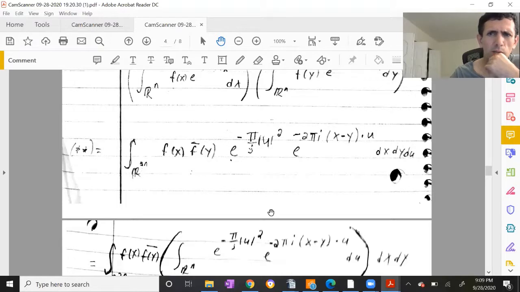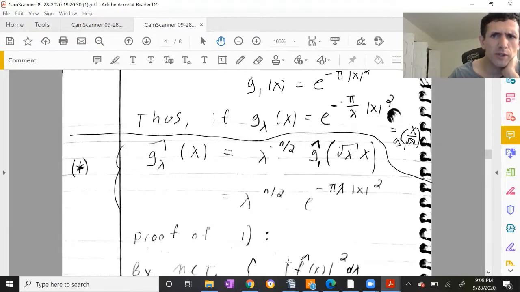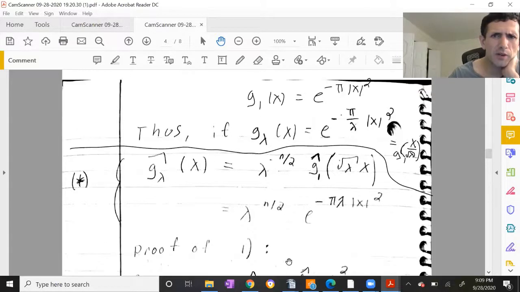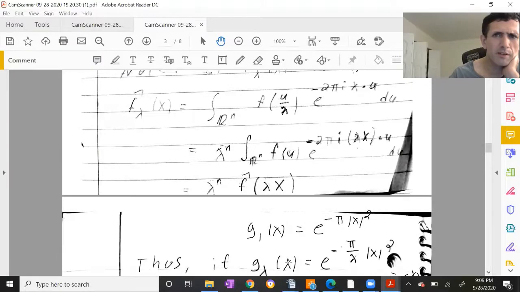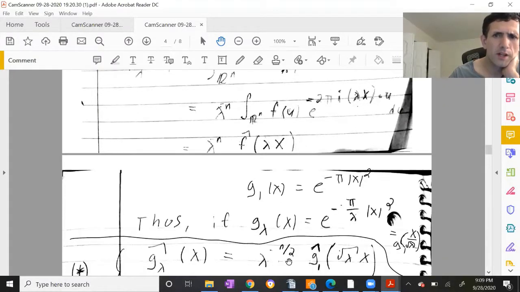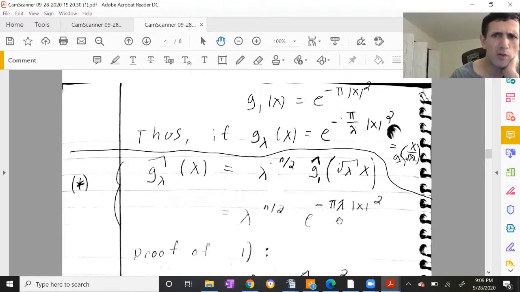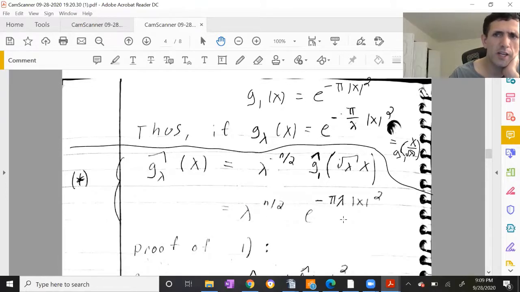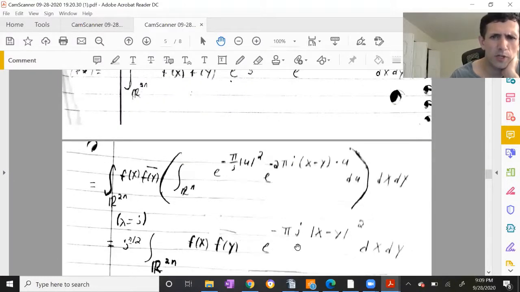Okay. And we definitely want this minus here because this is just a Fourier transform of this Gaussian, and we just found that out. Instead of j, we did lambda. So we replace lambda with j. We got the Fourier transform of e to the minus pi over j modulus x squared as j to the n over 2 e to the minus pi j modulus x squared. Okay, so that's where the j to the n over 2 comes from.